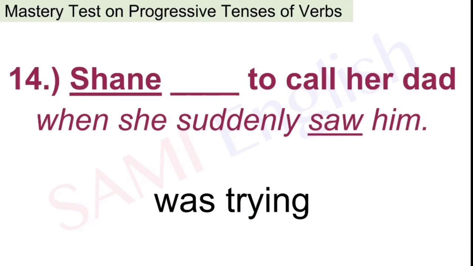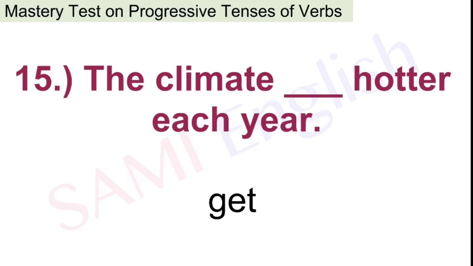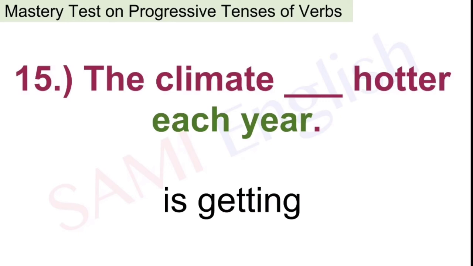Number 15. The climate blank hotter each year. The time indicator used is each year. So, that means this ongoing action is happening every year. Okay? Year after year. So, we should use the present progressive tense of the verb. Climate is singular. So, we should use is. Okay? The climate is getting hotter each year.